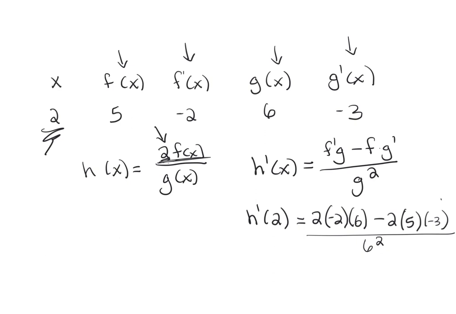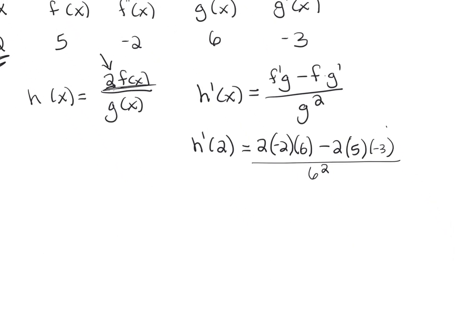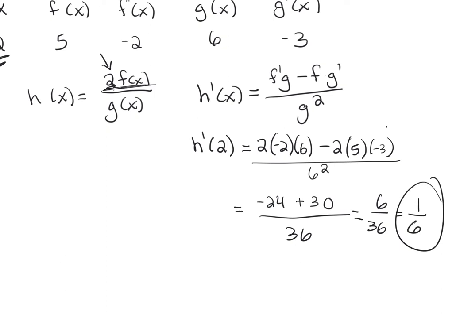Okay, so let's simplify this. Negative 4 times 6 is negative 24, minus, that's going to turn to plus 30, over 36. 6 over 36 simplifies to 1 over 6.